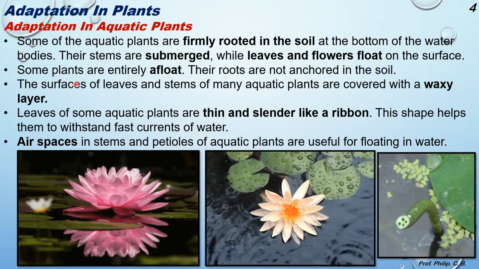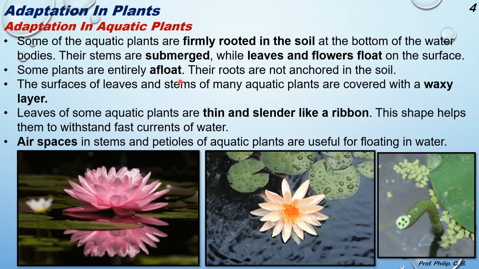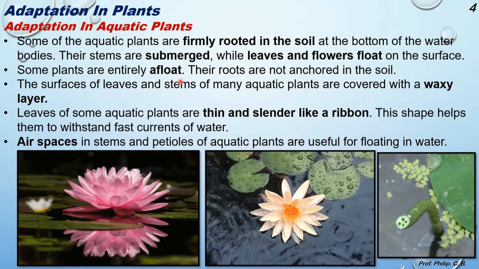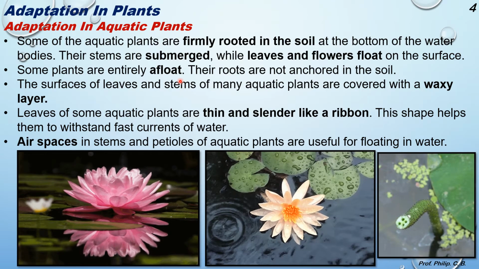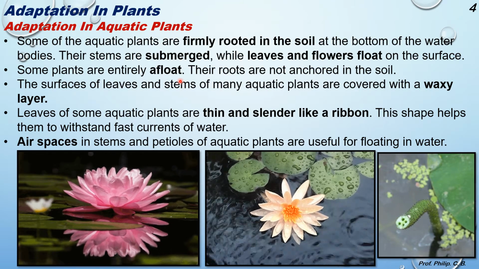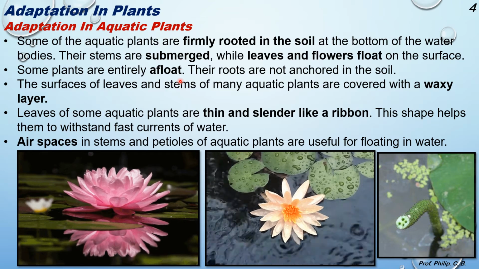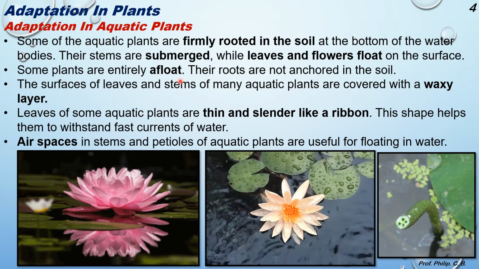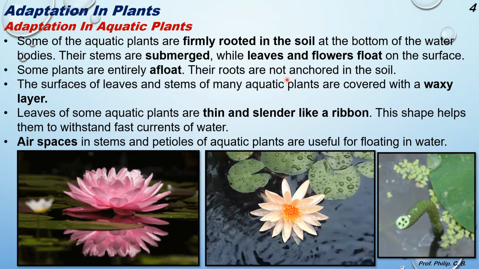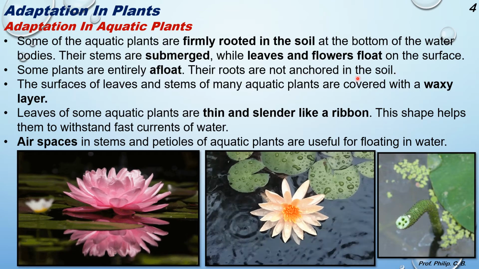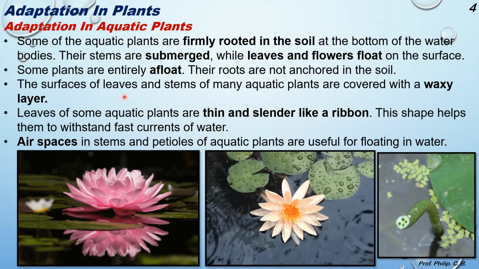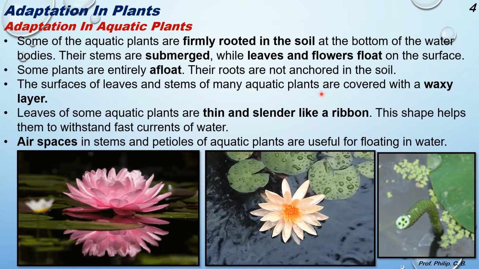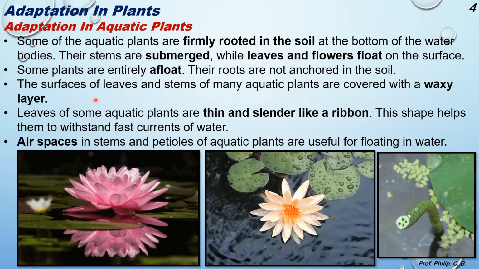Second point, some plants are entirely afloat, means there are again different types of water plants. Some plants may remain submerged under the water, some plants may float in water also, not rooted in the soil. So the roots are not anchored in the soil. The surface of the leaves and stems of many aquatic plants are covered with a waxy layer.